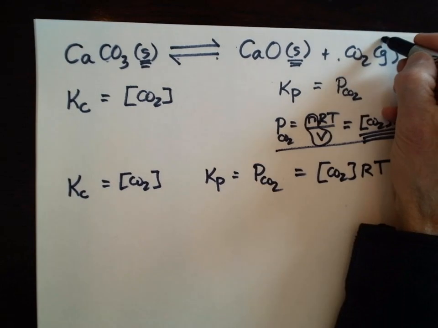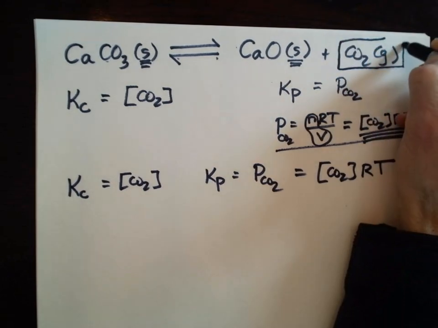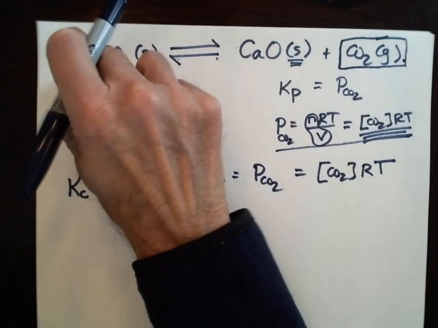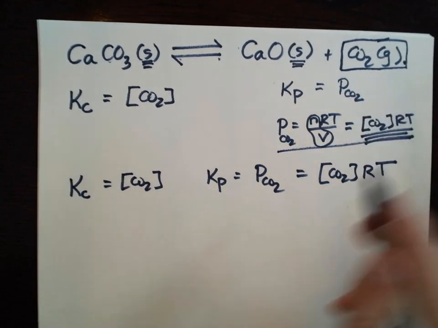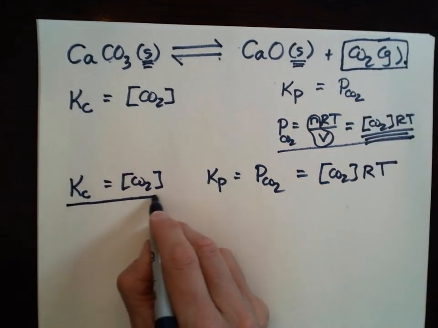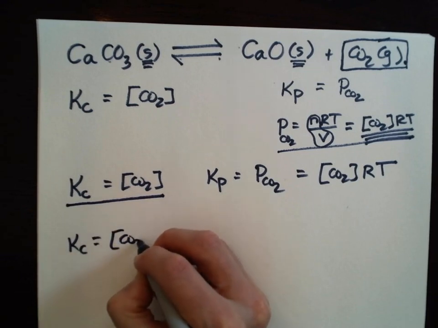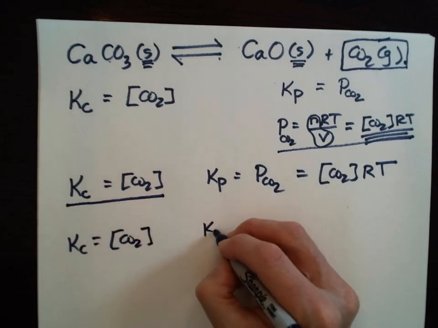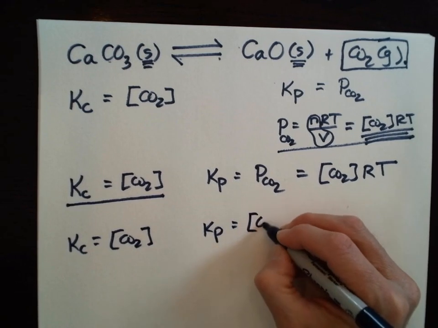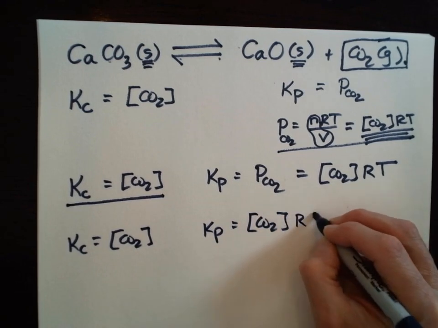So in this case, we have a difference in the number of moles on the product side than on the reactant side. There's 1. And we also see there's a difference between Kc and Kp, right? Kc is simply the concentration of CO2, whereas Kp is the concentration of CO2 multiplied by RT.